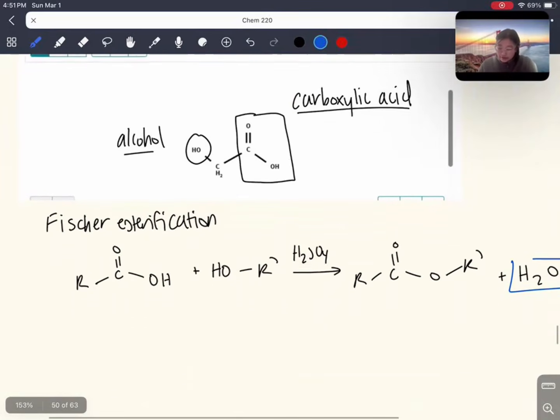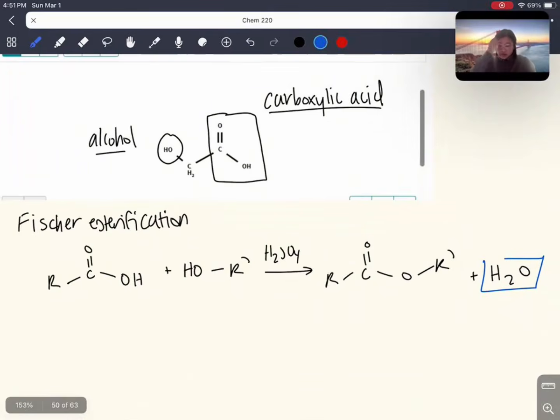Another thing to keep in mind for this mechanism is that you might be wondering which hydrogens and oxygen end up leaving as H2O in your final molecule. The answer is that it ends up being the O and the H from the carboxylic acid and the hydrogen from the alcohol. So these three atoms over here that are boxed in blue end up becoming your water molecule in the product.